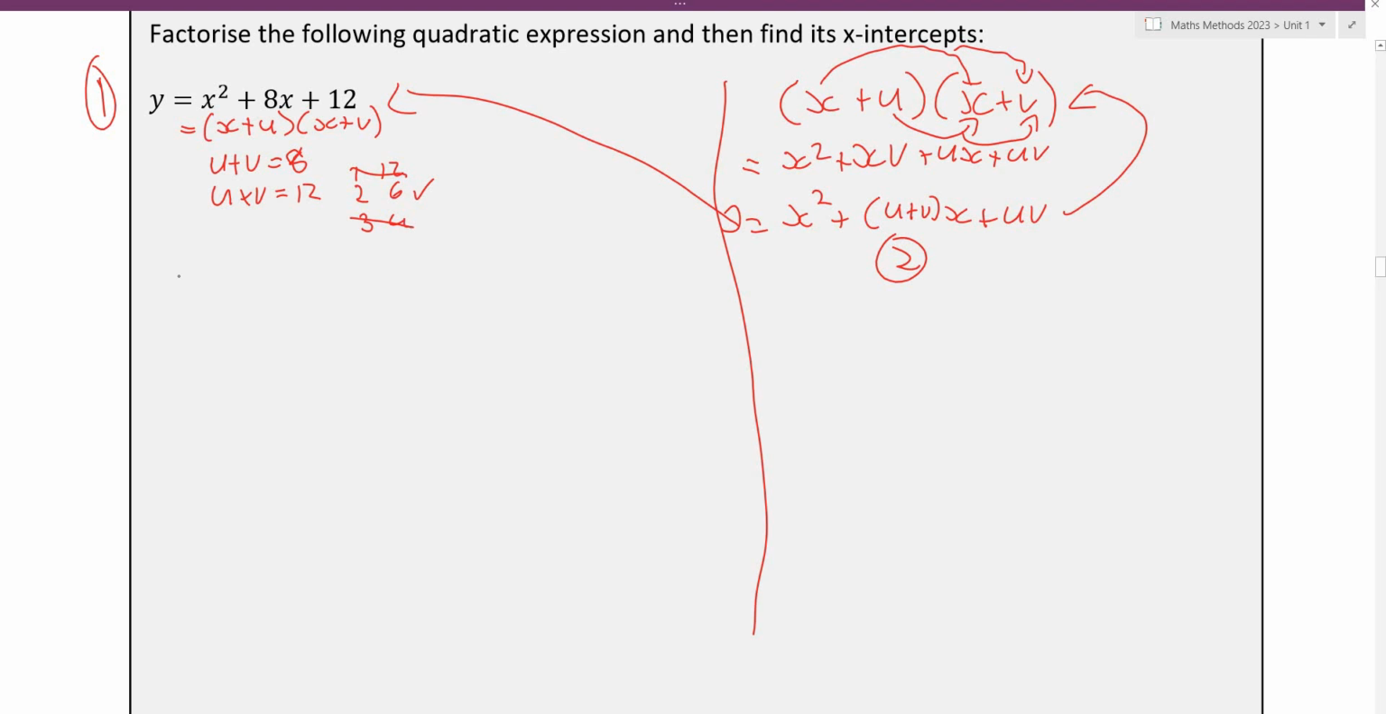So I can therefore say (x plus 2)(x plus 6) is my answer for factorizing that one. Just to prove I'm not tricking you, let's expand it out and check that we get back to x squared plus 8x plus 12.